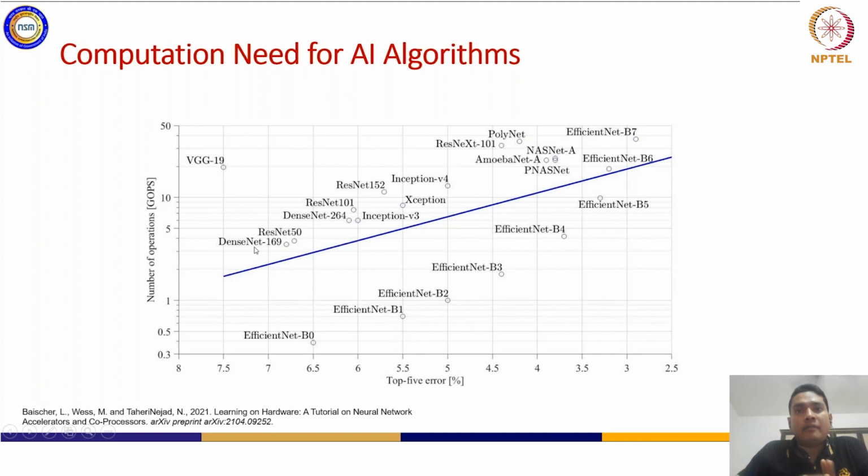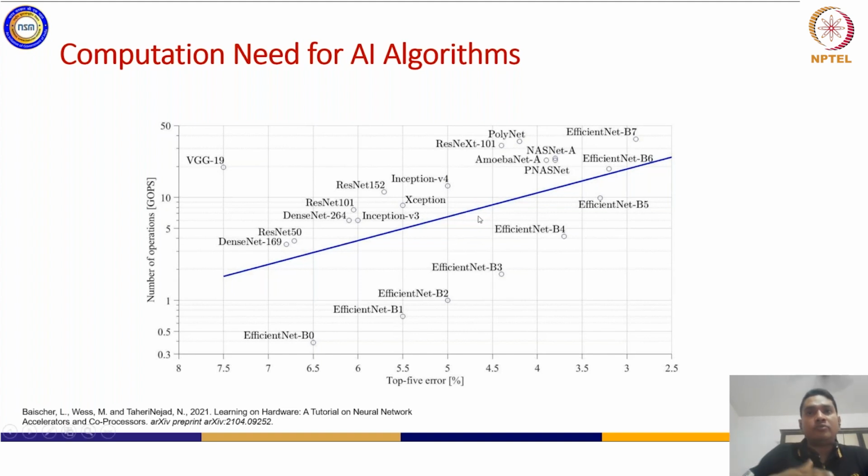So now we have top five error. If you want to increase the accuracy of these benchmarks, you also need to increase the number of computations that you need to do for these benchmarks to get more accurate. Now, this blue line you can see here is the accuracy measure, right?